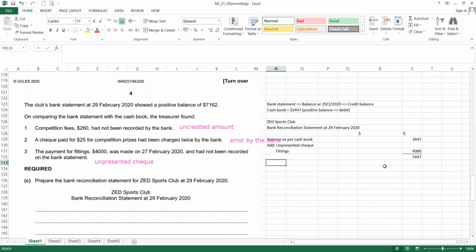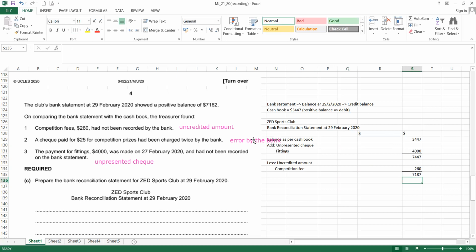So we get this plus this. Okay, the next item, less uncredited amount. Later I will explain how we see the item. This uncredited amount is the competition fee that has not been recorded by the bank. So here we put competition fee 260. Take this, you minus this one. So you get this amount.